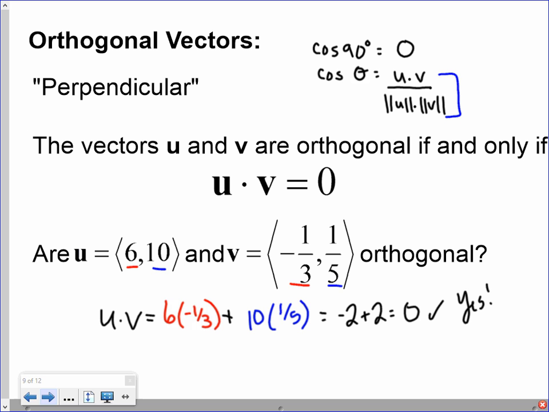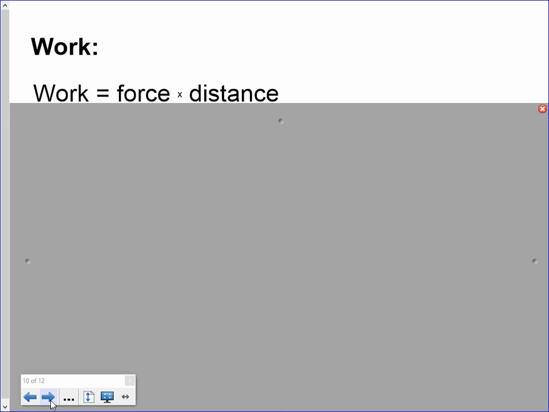All right, we've got one more topic to discuss, and that is the topic of work. Okay. So my physics students might recognize this work formula. Okay, those of us not in physics, here it is. Work can be calculated as force times distance.